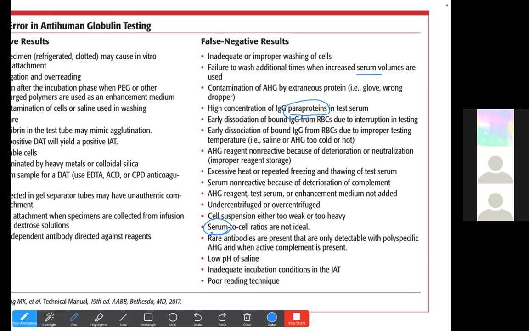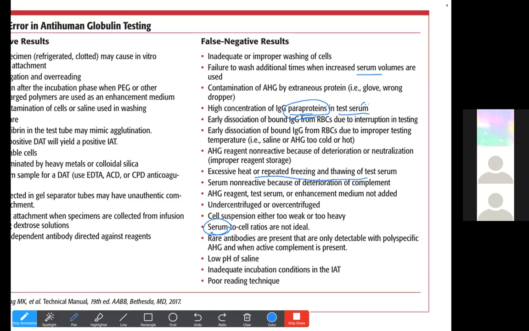So false negative results can occur due to a high amount of paraproteins in the test tubes. So here we need to wash the cells very vigorously, so as to remove the paraproteins also. And if there's a high concentration of IgG in the serum, that would also lead to false negative results. Because the antibodies in the sera would then not be able to bind with RBCs because of heavy immunoglobulin contamination, so hypergammaglobulinemia.